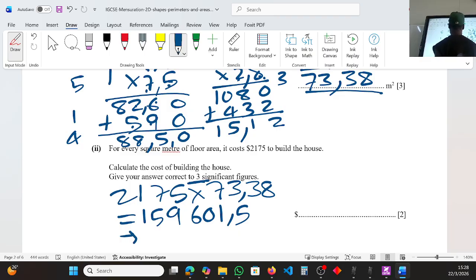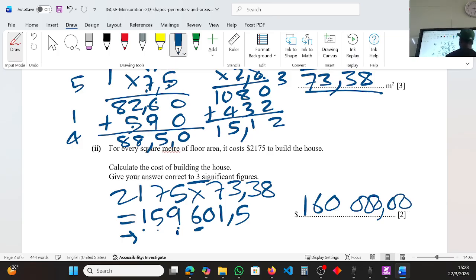So do it from the left. This is 1, 2, 3. So we keep the third digit, and because the next digit is more than 4, we round up. When we do so, it will give us 160,000. So actually it will cost 160,000 to build. So there we go. Moving to the next problem.